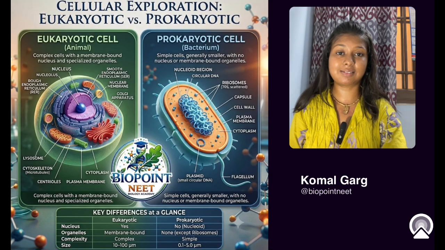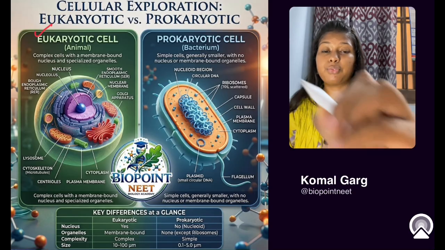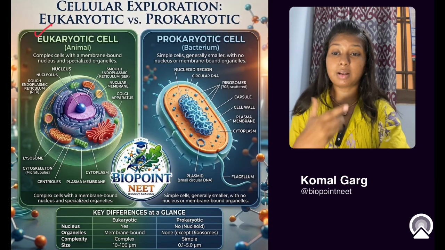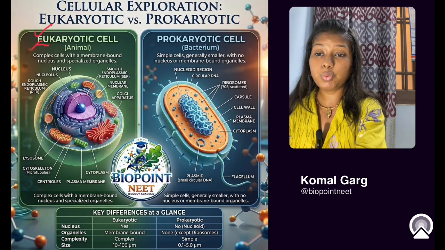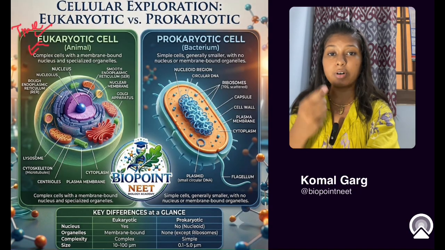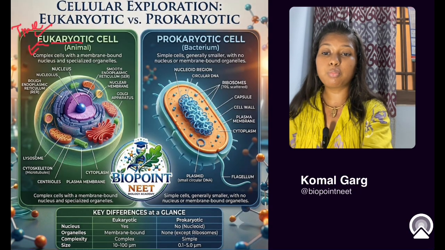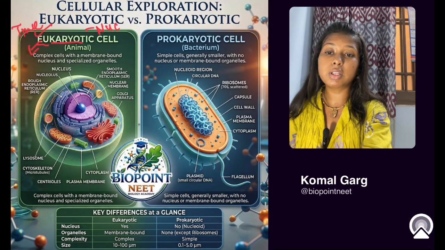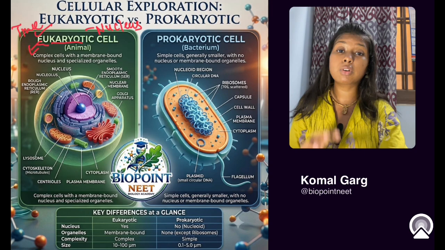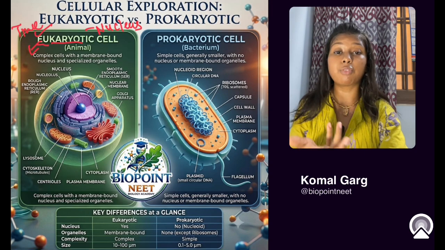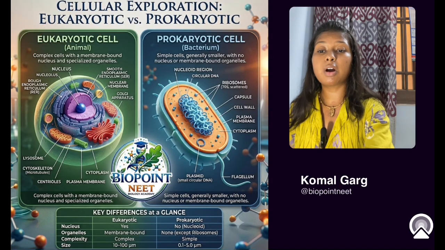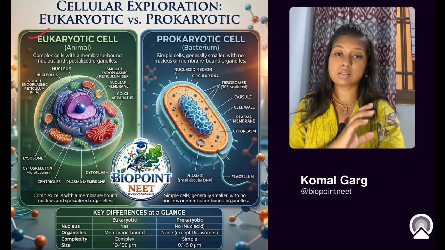So, let's discuss. First of all, the eukaryotic cell. First of all, we are going to discuss what we mean by the term eukaryotic cell. Eu means true, and karyote means nucleus. So those organisms which have a true nucleus. Now what do we mean by a true nucleus? The nucleus which is surrounded by a nuclear envelope or nuclear membrane. That is a true nucleus, which is observed in eukaryotic organisms.